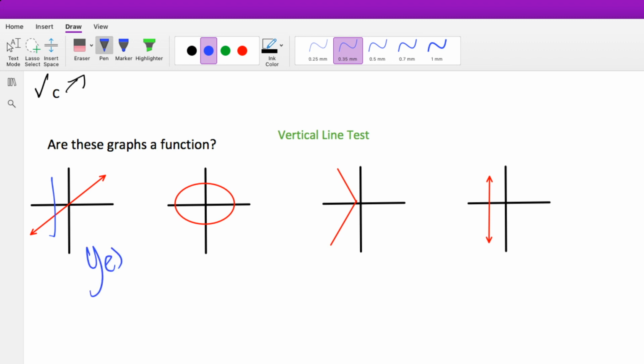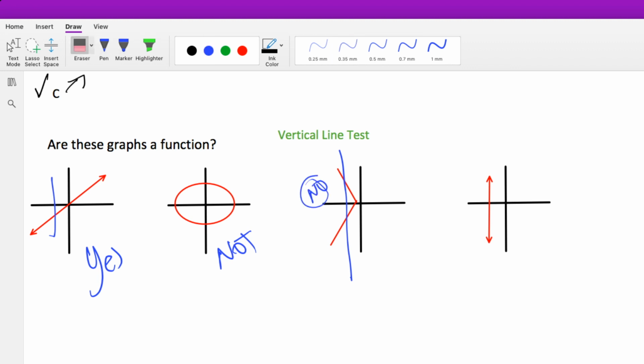Now let's look at the circle or the oval. If I draw the line here, it touches it at 2 points, 1 and 2. It doesn't matter where I draw this line, it's always going to touch 2 points, and we know that this is not a function. Let's try this one. Already we see it touches at 2 points. This is not a function as well.